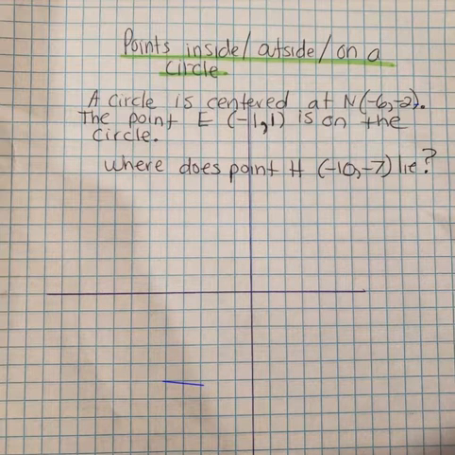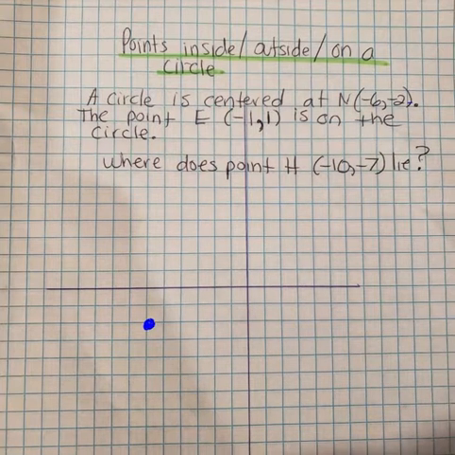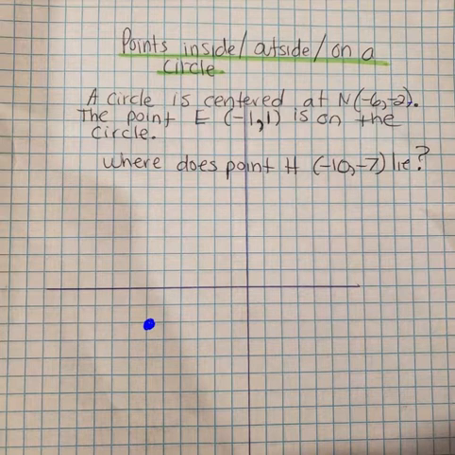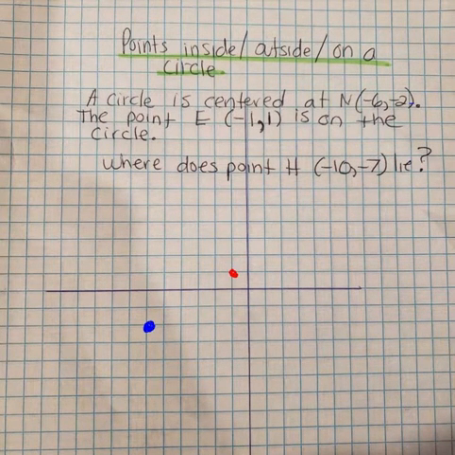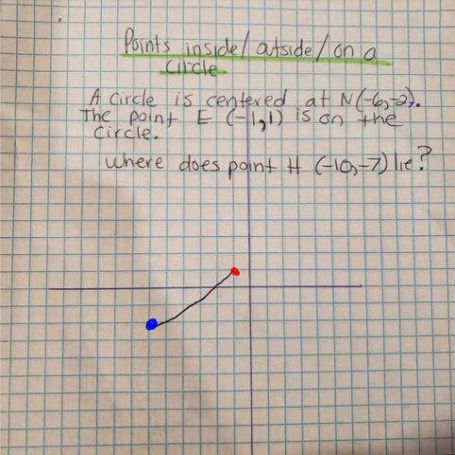So we're going to start by plotting the center of the circle. So again, the point -6, -2. And then we're going to plot point E, which lies on the circle, the point -1, 1. And we're going to connect those 2 points. Okay, so that distance is the radius.